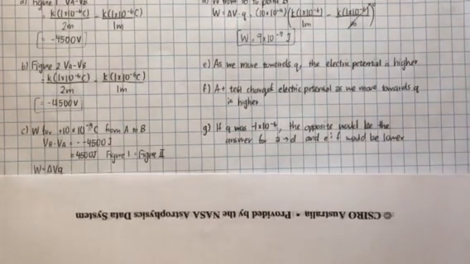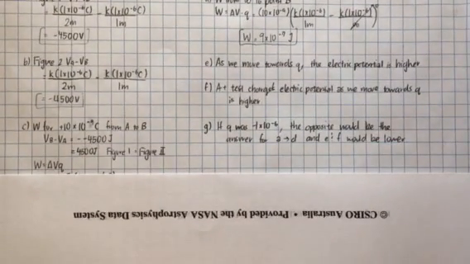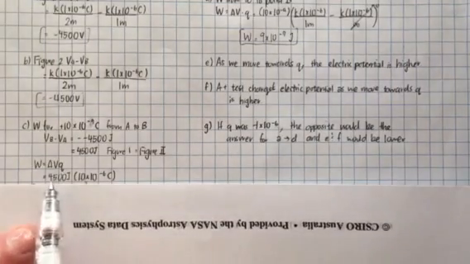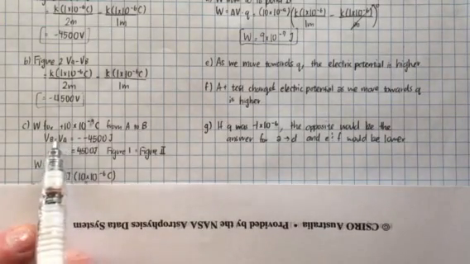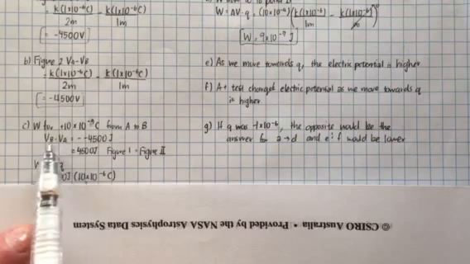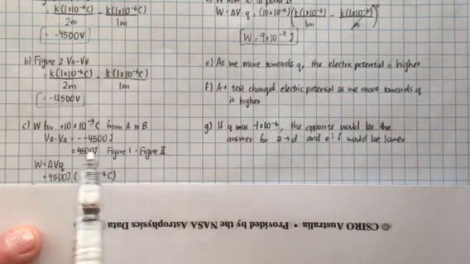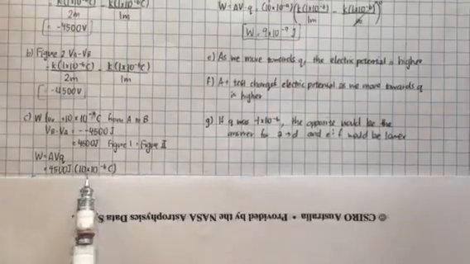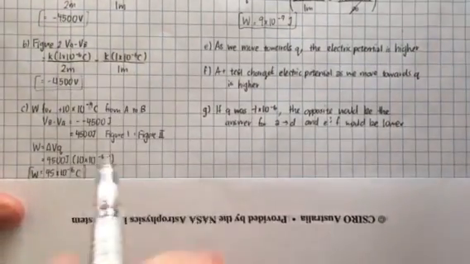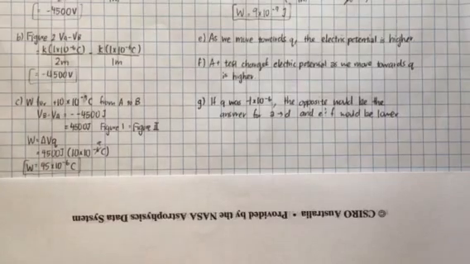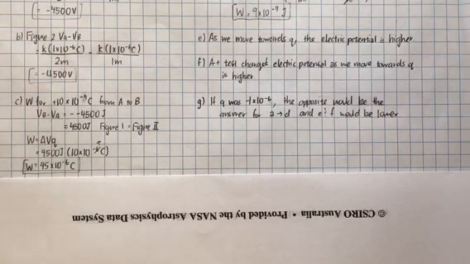Work we know is change in electric potential times charge. So I just plug that in. 4,500 volts from parts A and B. We can find that because instead of VA minus VB, it's VB minus VA, so that just flips the sign. Times 10 to the negative 9th power coulombs, which gives work equals 45 times 10 to the negative 6 joules.